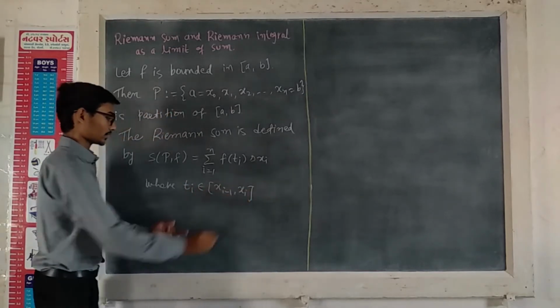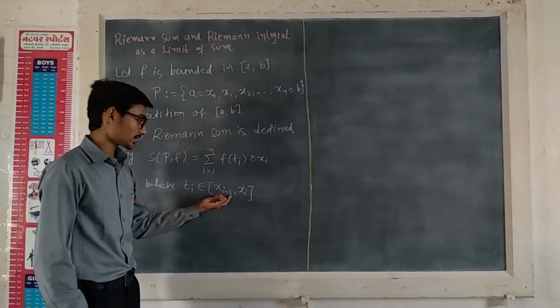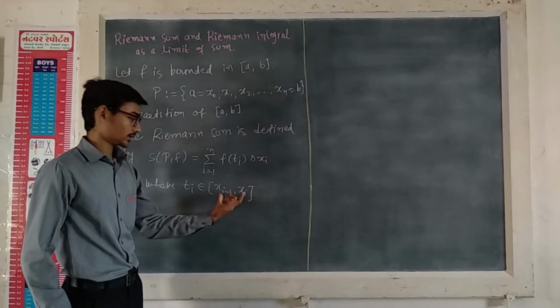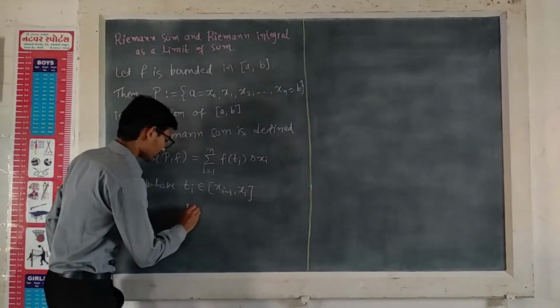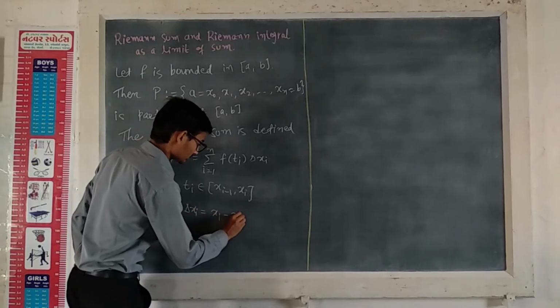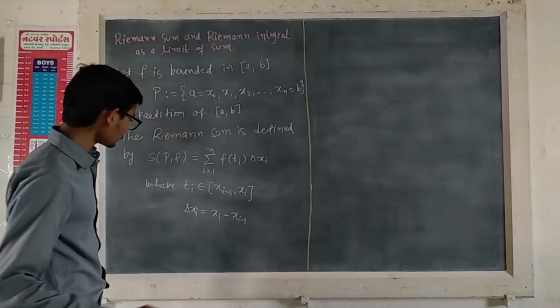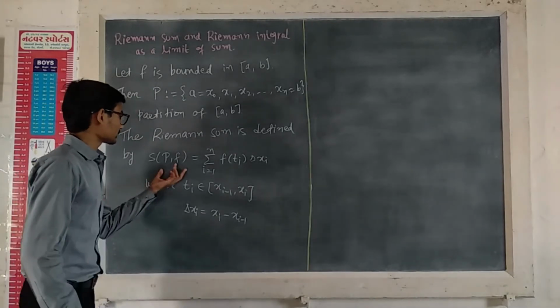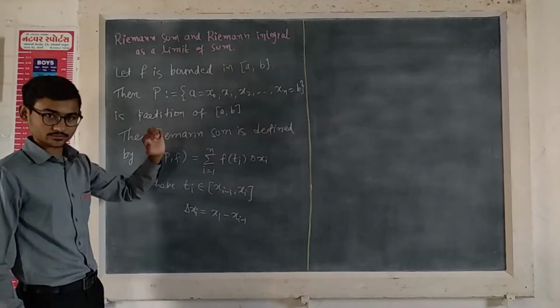Any sub-interval ti ગમે તે સબ-ઇન્ટરવલ ની વચ્ચે હોય, xi minus 1 પણ હોઈ શકે, xi પણ હોઈ શકે, અને એની વચ્ચેનો ગમે તે પોઈન્ટ હોઈ શકે. And what is delta xi? Delta xi is the length of the sub-interval xi minus xi minus 1. This depends on this partition only.